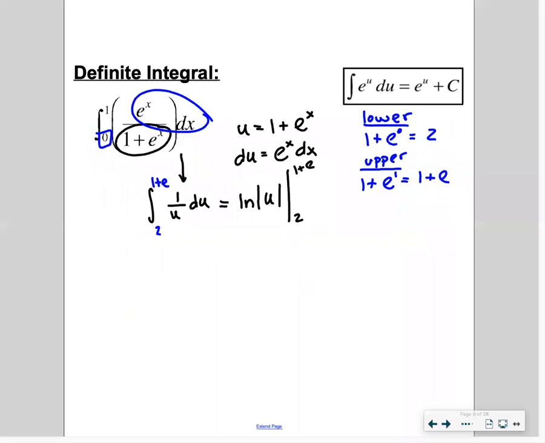All right. I know it's going to look a little strange, but we're still going to be plugging in these boundaries. So I'm going to say this is equal to natural log absolute value of 1 plus e minus natural log absolute value of 2.